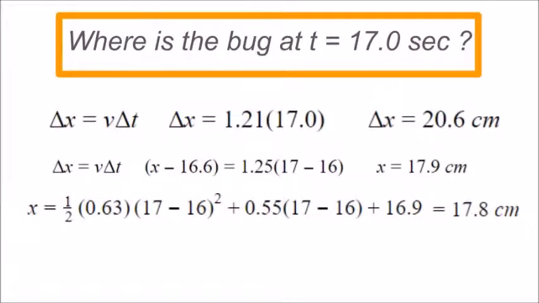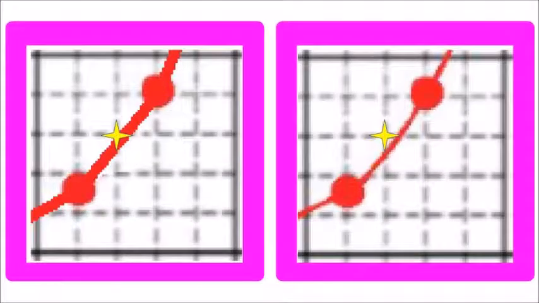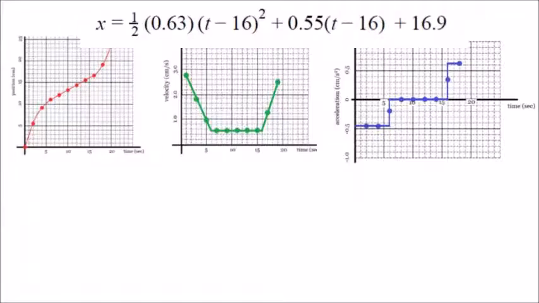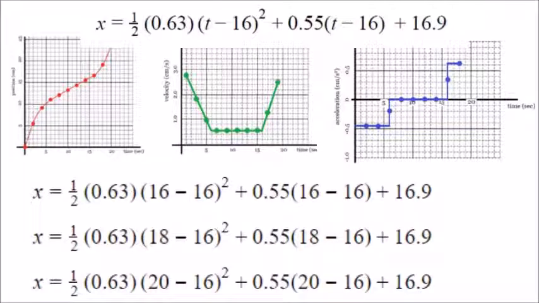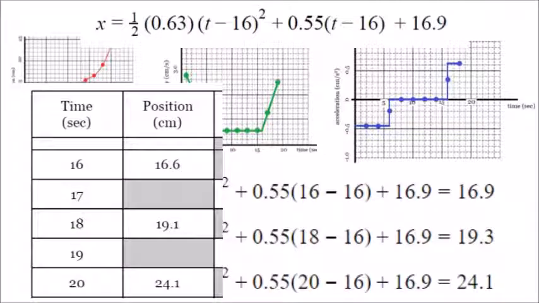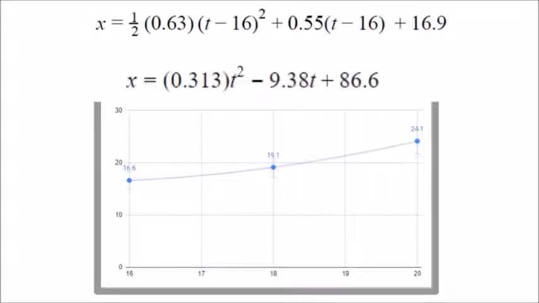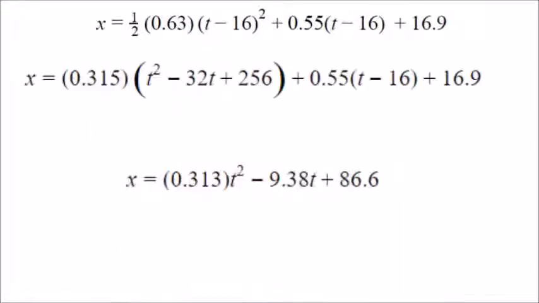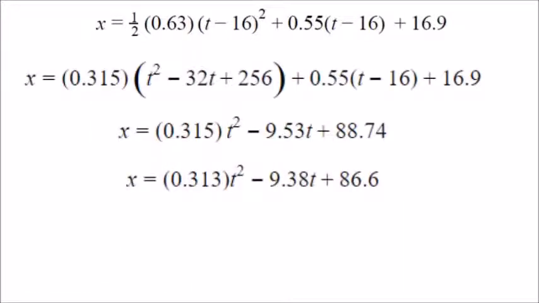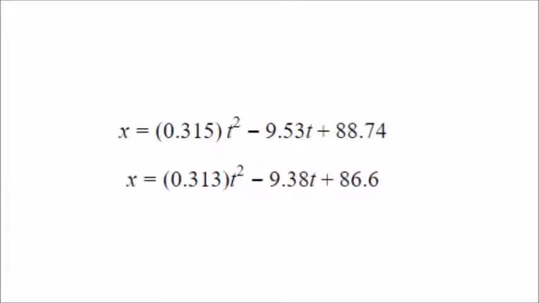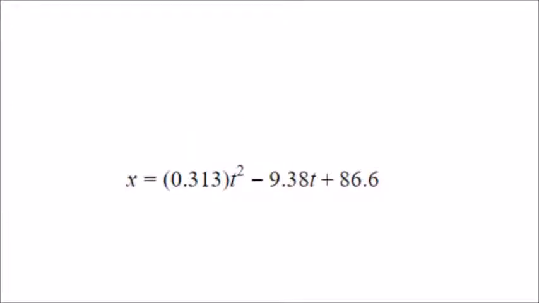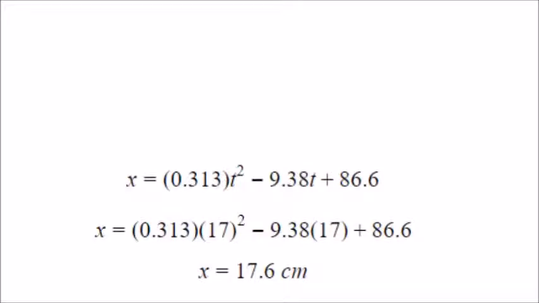As promised earlier, a curve is different from a straight line. But let's test the equation at 16, 18, and 20 seconds against the data. Not great. So again, we take the data to the spreadsheet, do a curve fit, find the equation. It looks like this, which is pretty different from what we had earlier. But then you expand and simplify the earlier equation so they look pretty close after all. The only thing left to do now is plug in a time of 17 seconds.